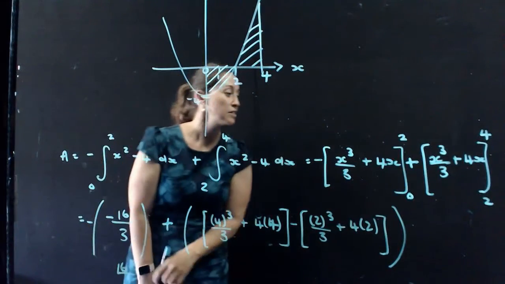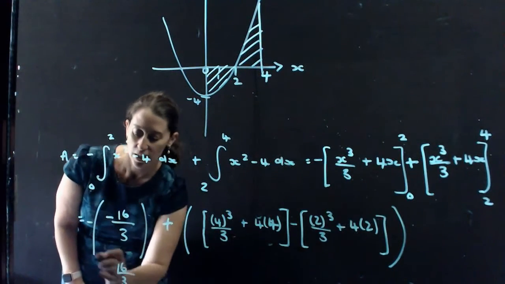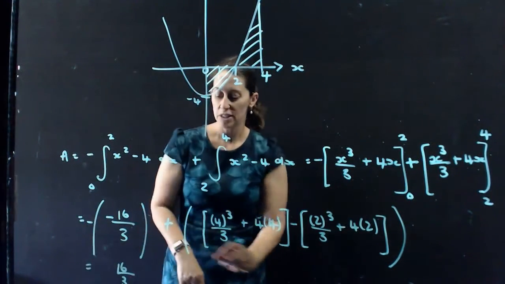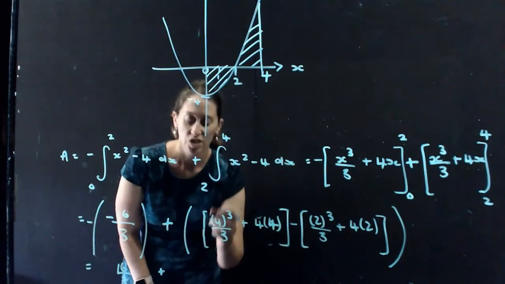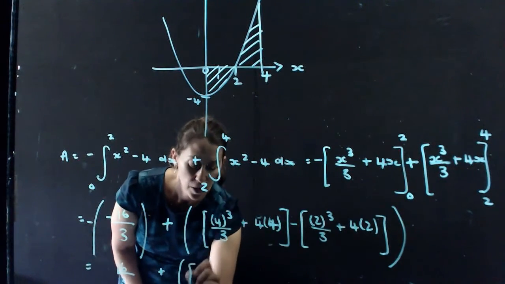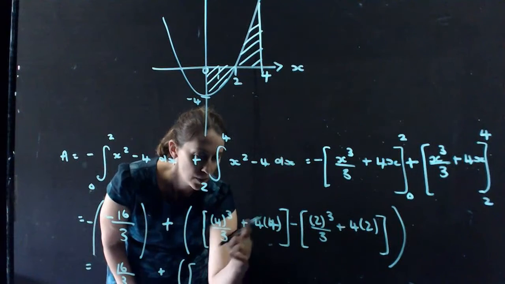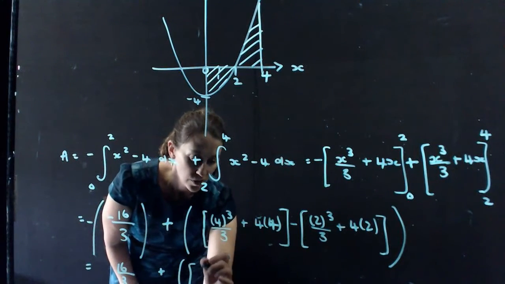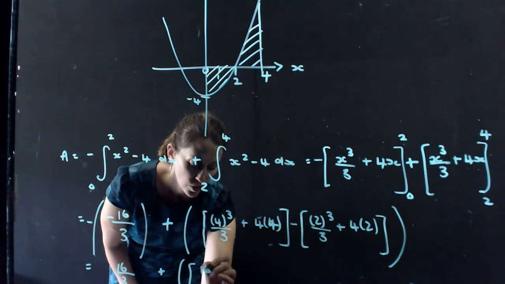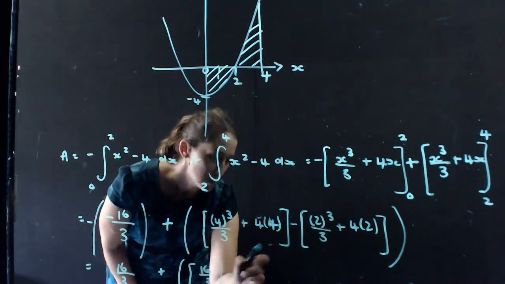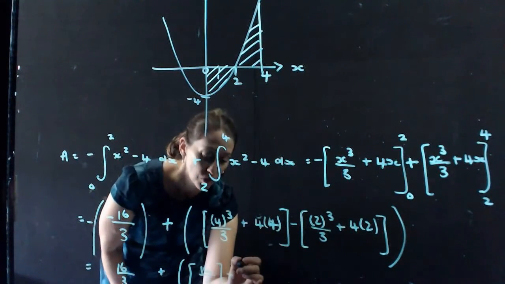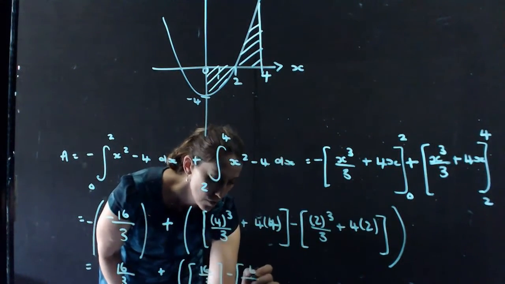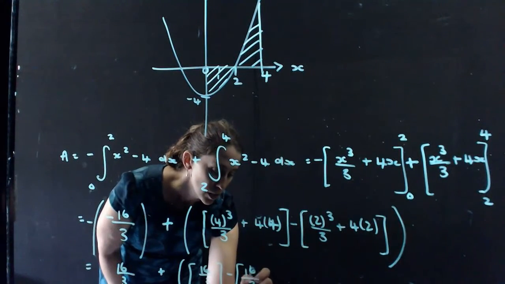Is that still writing on the video? Yes, it is. 16 over 3 equals, and then let's work this bit out. Let me just take two seconds, I just wanted to check it was writing. So this bit here is 16 over 3 minus 8 over 3 plus another 8, which is another 24 over 3. So let's add 16 over 3.